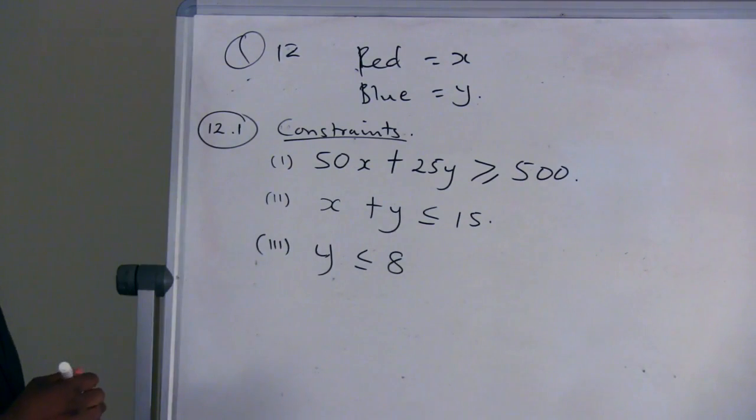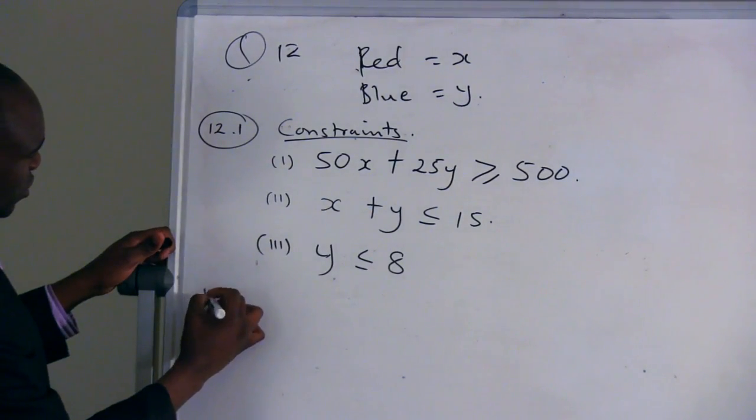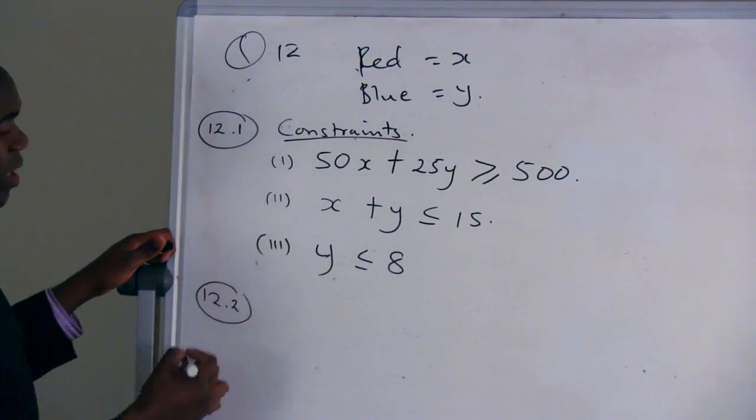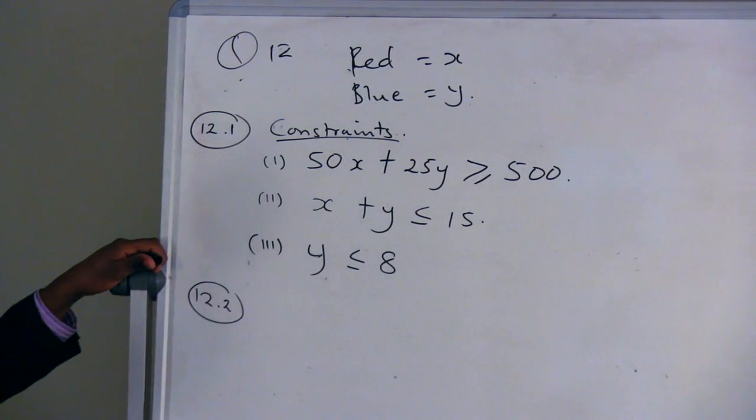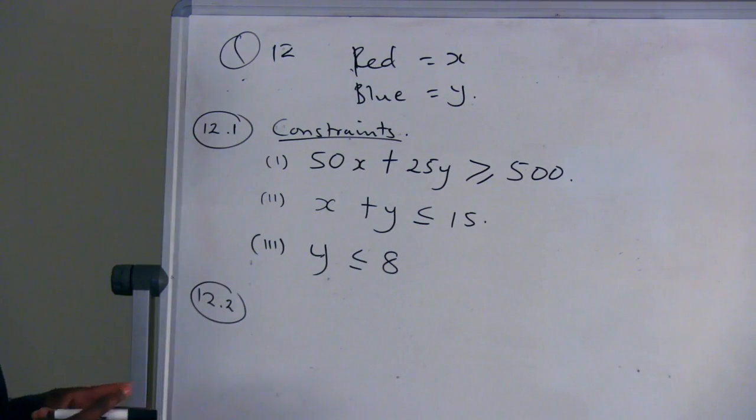Now let's do 12.2. Now 12.2 says represent the constraints graphically on the attached diagram sheet. Clearly indicate the feasible region. Alright.